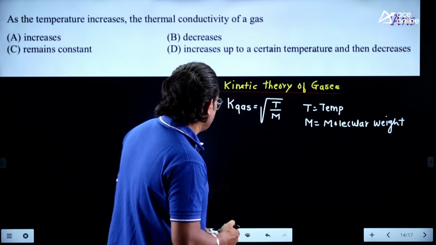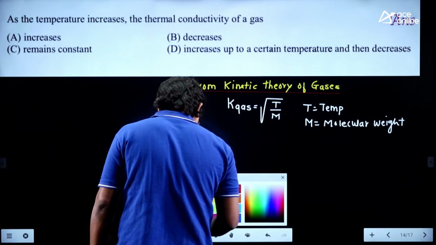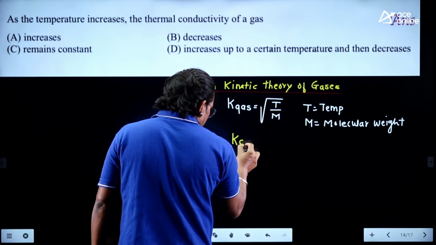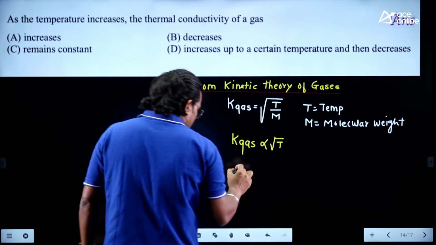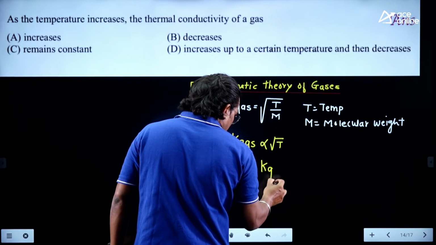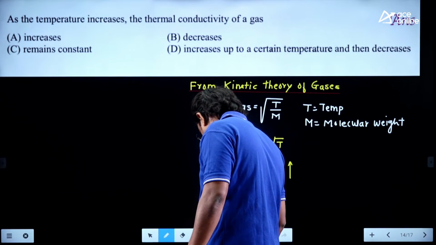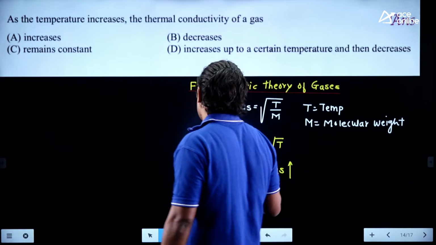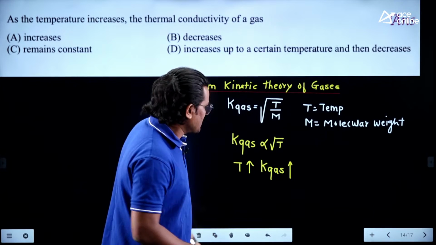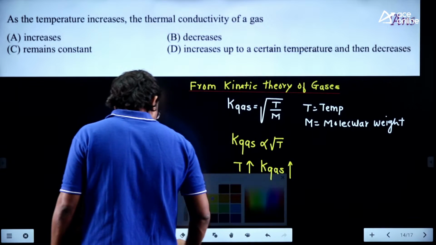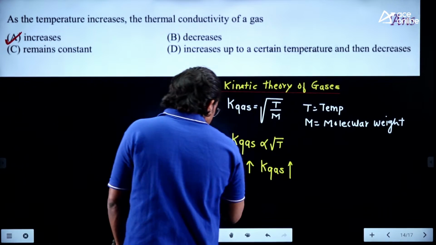Okay. And what is the question here? As the temperature increases, listen. Here you can see K of gas is directly proportional to root T. So if the temperature increases, the thermal conductivity of gas will increase. Straightforward question. Since thermal conductivity of gas is directly proportional to root T, as T increases, thermal conductivity of gas will increase. So increase is the right choice.